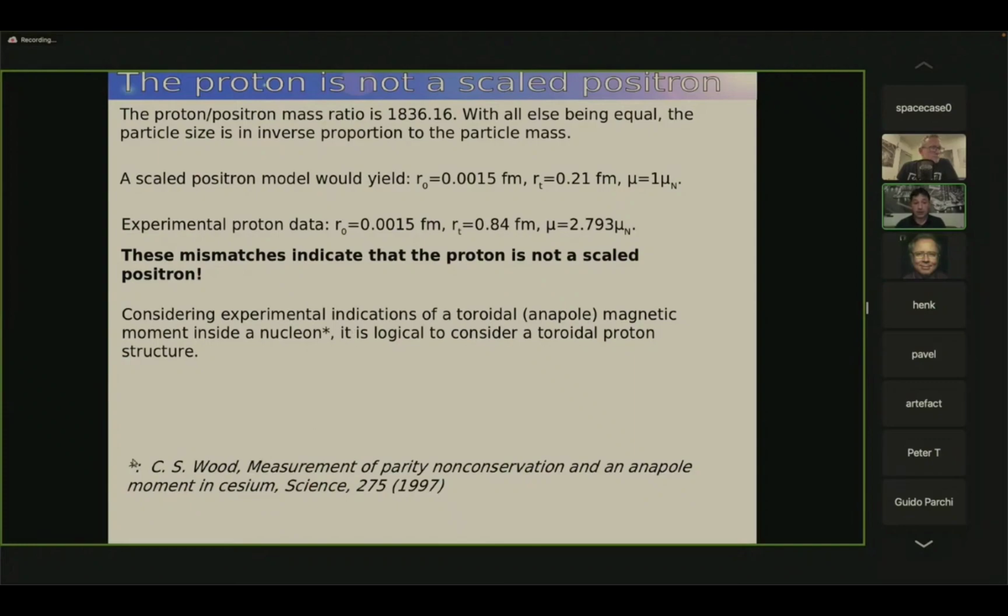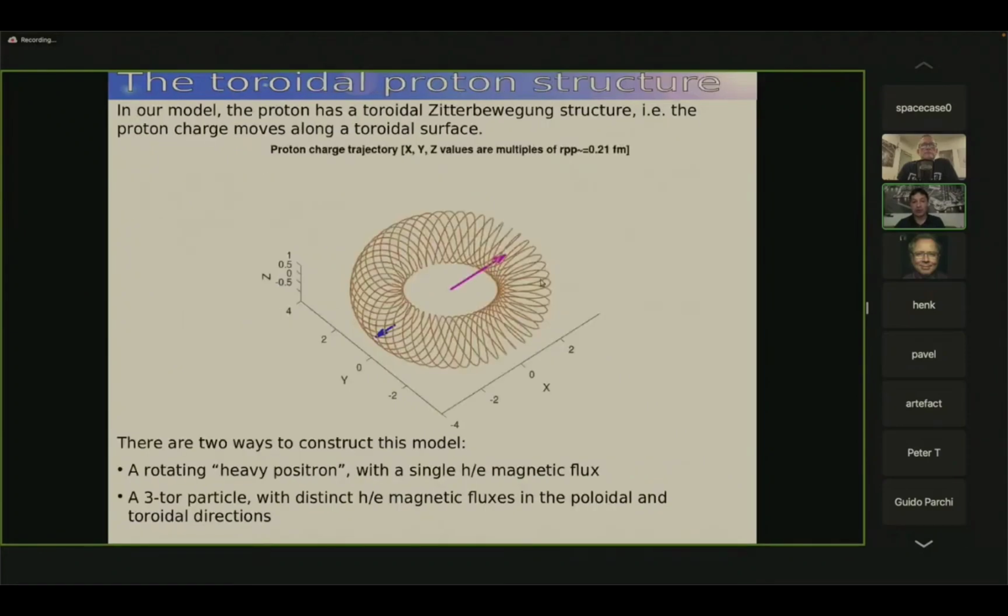Okay, now there are experimental indications, and you can see a reference article here, already more than 20 years ago, that nucleons actually have a toroidal or anapole magnetic moment. So if you have a structure which has a toroidal magnetic moment inside, it's a logical thought to think of it as a toroidal structure. So this very simple thought inspired us to consider the proton to have a toroidal structure, and that's why in our article we consider the proton to have a toroidal Zitterbewegung that's illustrated here.